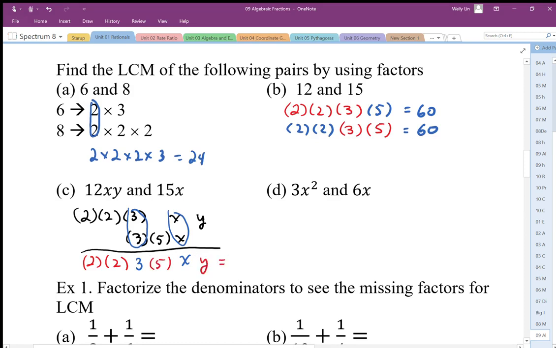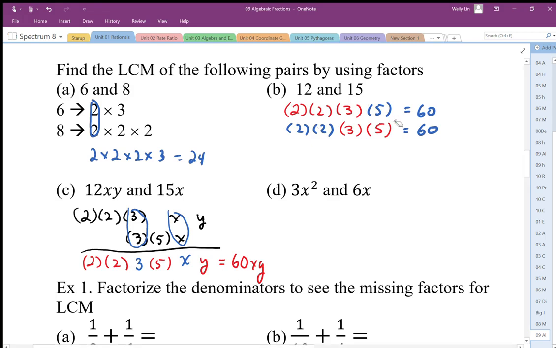So the lowest common denominator ends up being 60xy. Okay, so my lowest common multiple of these two numbers, even though we don't know what x and y is, we can say that we can make them up by the factors. Okay, we can generate the lowest common multiple by understanding the factor pieces. So the same thing can be done here.